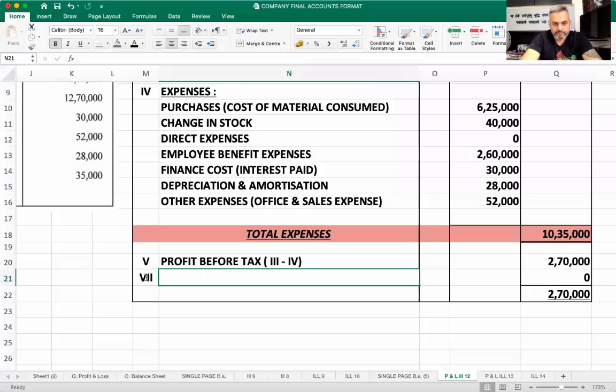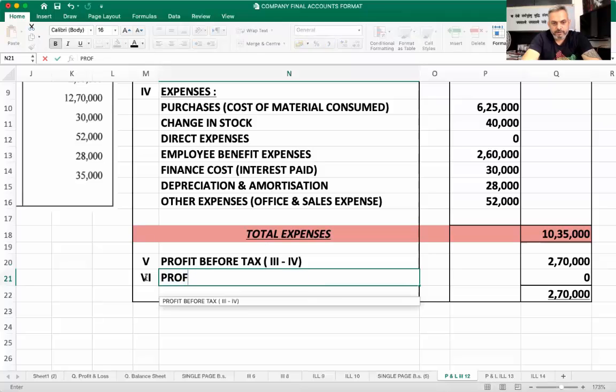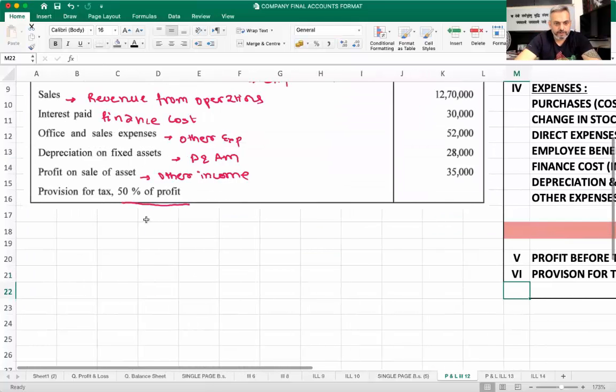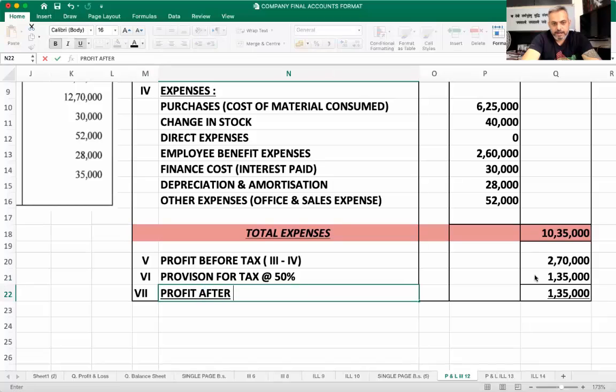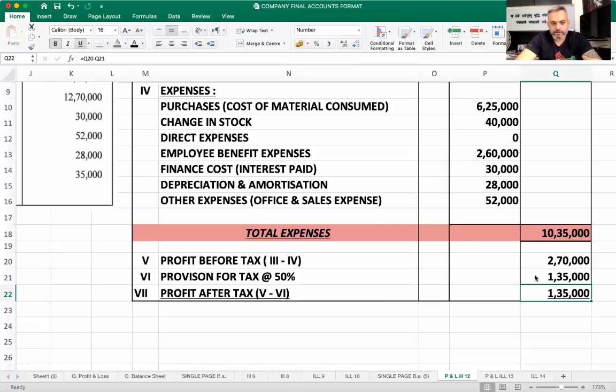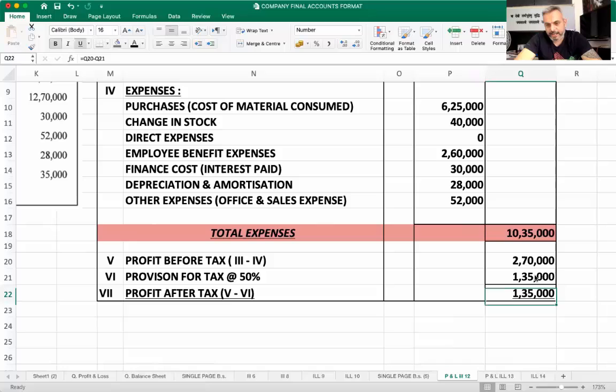Then 6, provision for tax. Now this provision for tax is at the rate 50%. It's given in the question, 50% is the provision. So 2 lakh 70 divided by 2, 1 lakh 35,000, and 7 profit after tax. So this will be 5 minus 6, 1 lakh 35,000. So this will be your final profit after tax, which will be available for shareholders, which can be distributed as dividend as decided by the company.